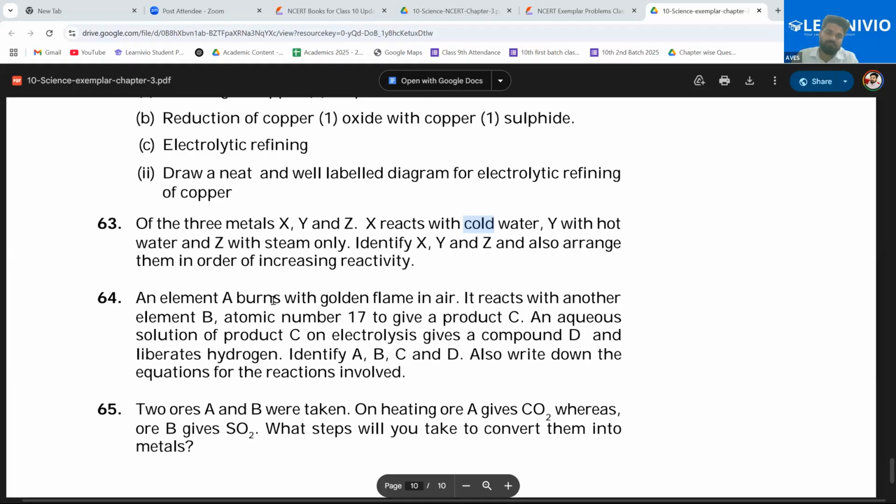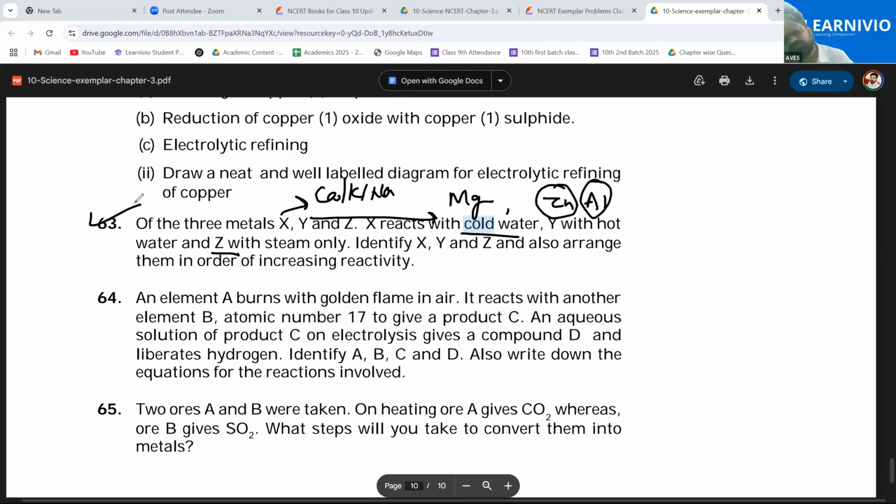What is X? X is calcium. X reacts with cold water. That is calcium. It can be potassium also, or sodium also. They all three react with cold water. Y reacts with hot water. What is that element? It is magnesium. Very good. And Z reacts with steam only. That is zinc, aluminium, iron. You can say any one of them. Got it? Yes, sir.